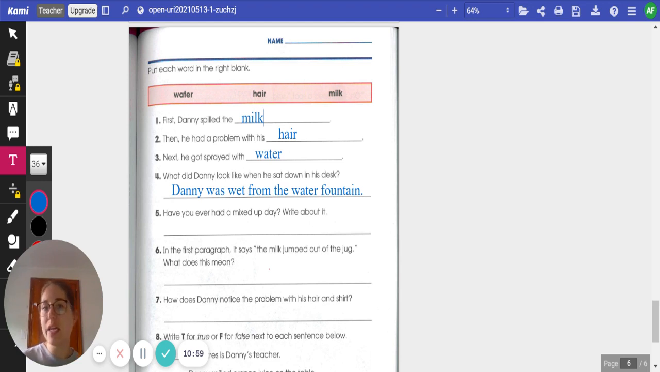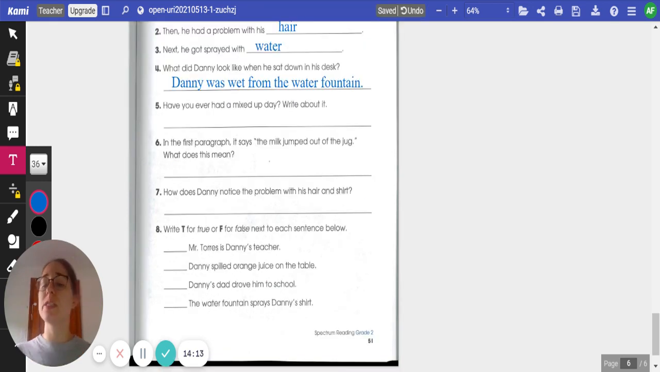So for number 5, take a couple minutes and write about your mixed up day. Try to do it with our sequencing words. So first, next, then, and last. You can even make a graphic organizer like the one that we made to talk about your mixed up day. When you're done with that, go ahead, hit play, and we will continue. Mixed up day, let's look at number 6.